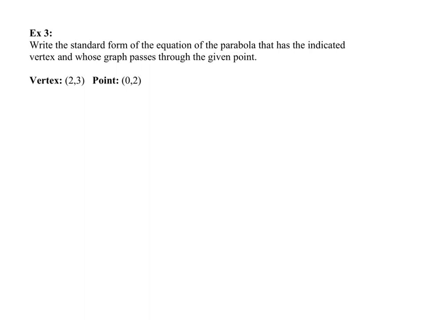Write the standard form of the equation of the parabola that has the indicated vertex and whose graph passes through the given point. So this is my h and k. This is just a point, so this is my x and y. And this is the standard form of a quadratic equation.